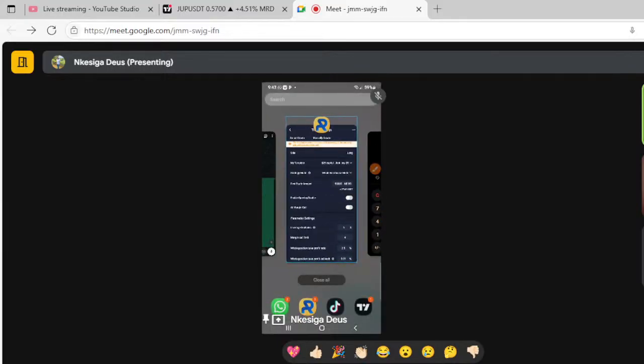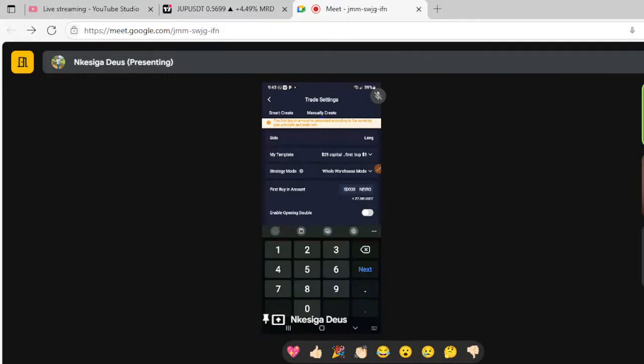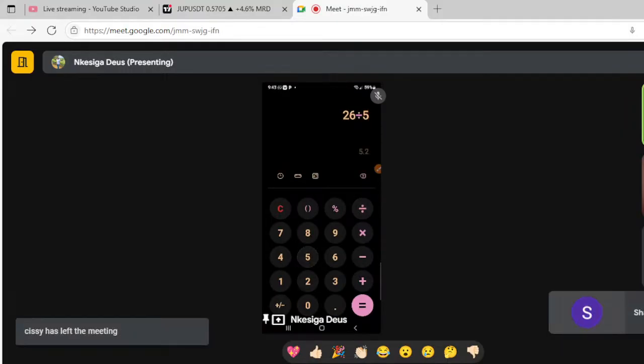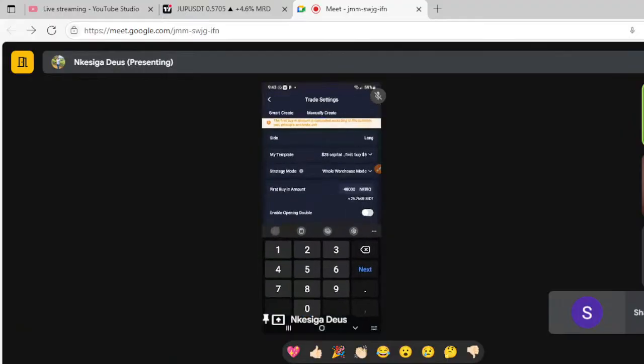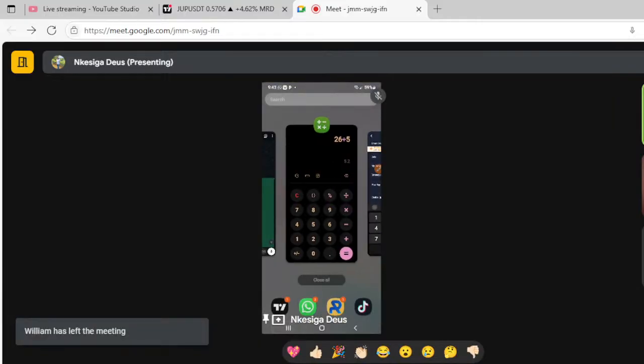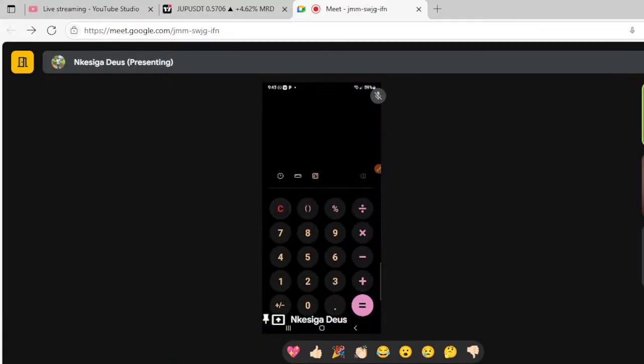So I have to reduce again. I can use 4, then 9 or 8. Let me use 8. Let me try it, 26. 26 divided by 5. That is 5.2. We are yet to get it. Okay, I think this is it. 25 divided by 5. That is 5.